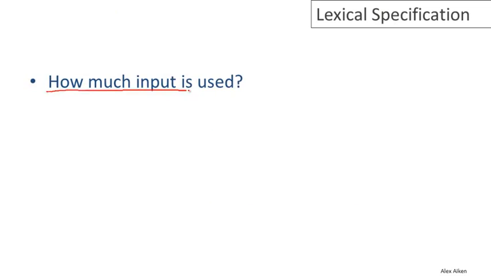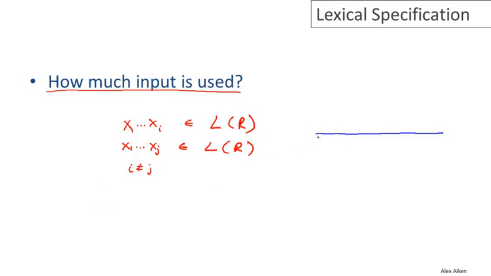The first question is how much input is actually used. Let's consider the following situation. Say that x1 through xi is in the language of our lexical specification, and there's a different prefix that's also in the language of our lexical specification. Of course, here i is not equal to j. What does that look like? We would have our input string, and two different prefixes of the input that are both valid token classes. The question is, which one of these do we want?